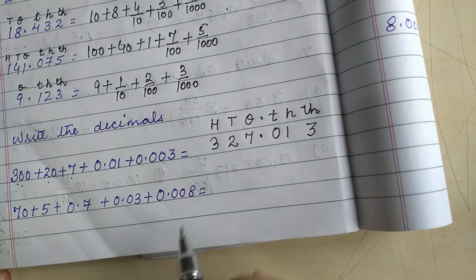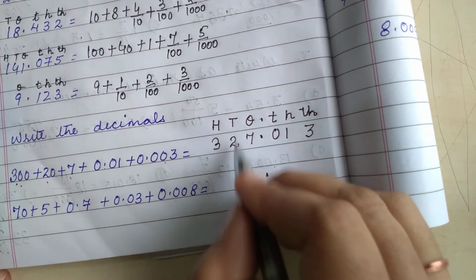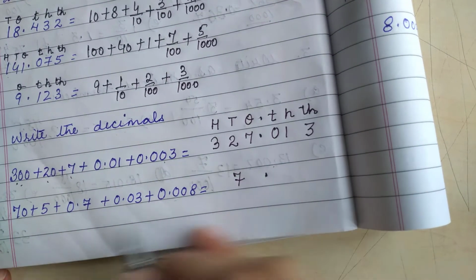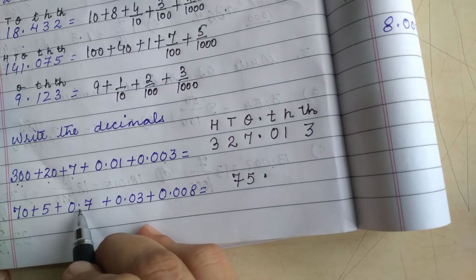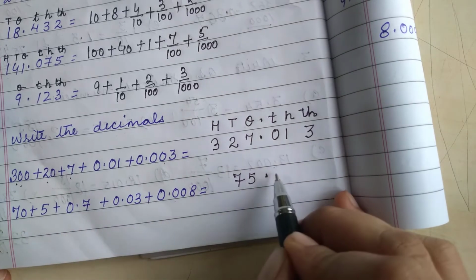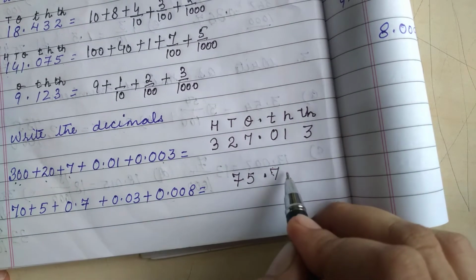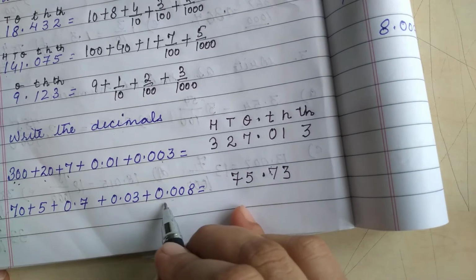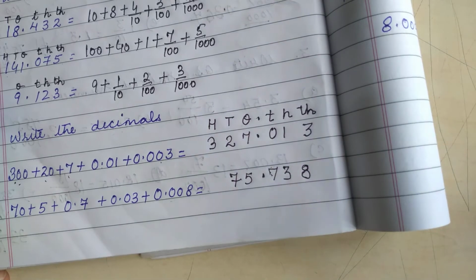Now the next question, again we'll put a decimal. 7 tenths, 5 ones, we'll write 5. After the decimal there is 1 place, so 7 means tenths. After the decimal there are 2 places, means hundredths, 3 hundredths. After the decimal 3 places, this means thousandths.